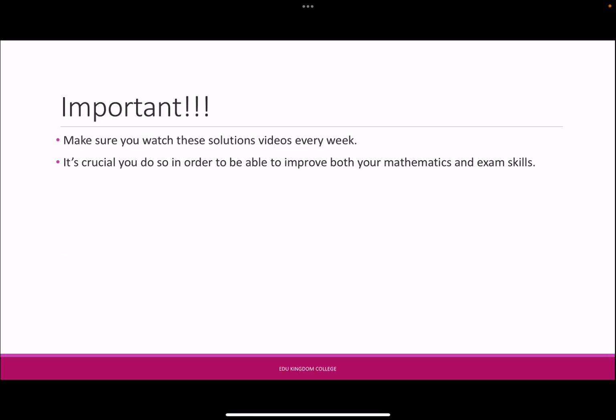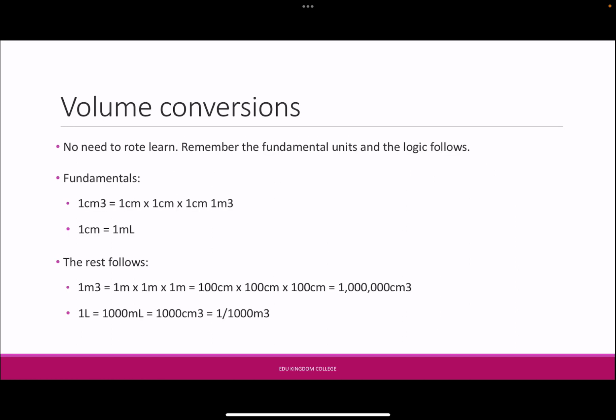Before we get started, I just want to emphasize that it's really important to watch these videos every week. There's not much point in just watching a few and then skipping, or taking the test and then not watching the video. Otherwise you don't know what you got wrong, and if you don't know what you got wrong, then there's not going to be any improvement. So it's important that you watch these videos to improve both your math skills and your skills or know-how in an exam. Okay, so let's get straight into it.